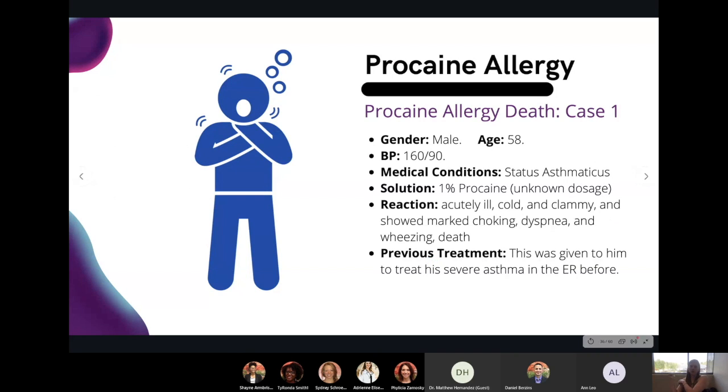So now I want to go through a few cases with you guys that show fatal reactions to procaine local anesthetic. This first case is of a 58-year-old male who presented with blood pressure of 160/90 with status asthmaticus. Procaine had been given to this patient before to treat his status asthmaticus without any adverse reaction. He was hospitalized again years later for the same condition, and he was given an unknown dosage of procaine and died as a result of procaine allergy. This would be an example of accelerated serum type reaction to procaine. This highlights the importance of, regardless how a patient has reacted to procaine before, they may still have a reaction.